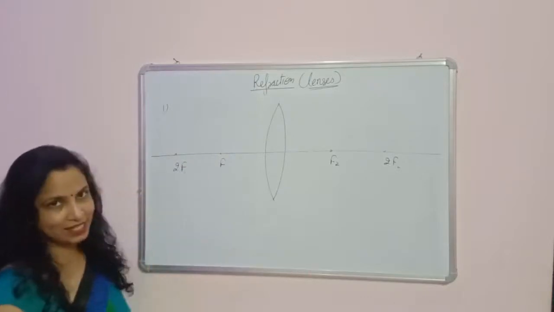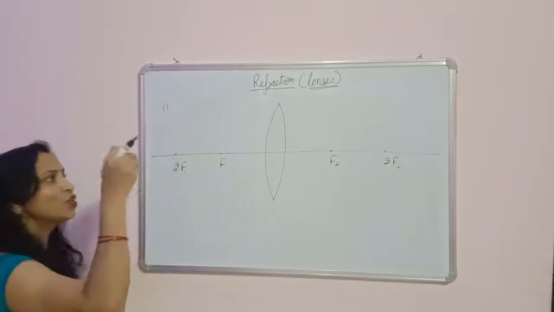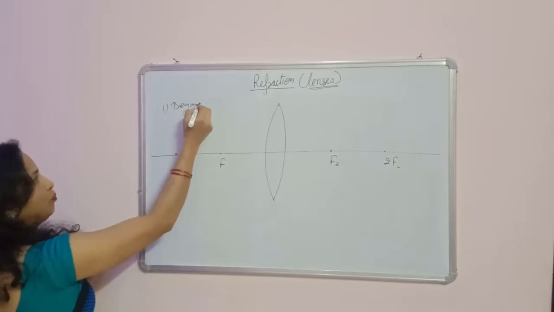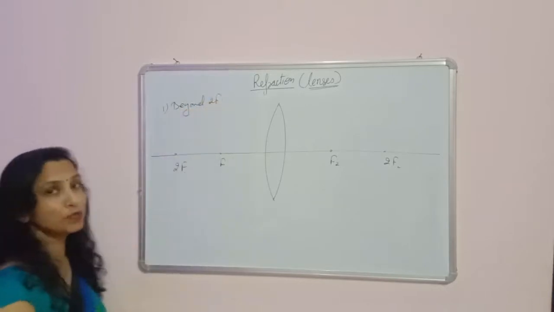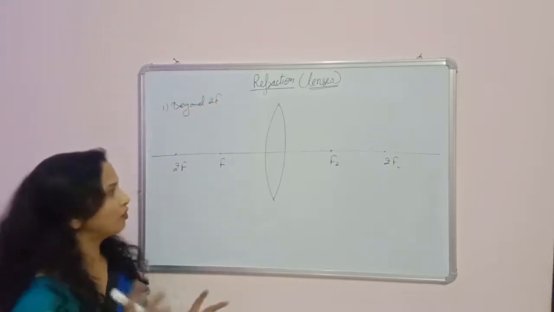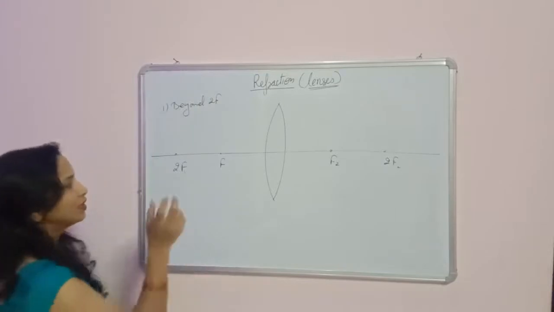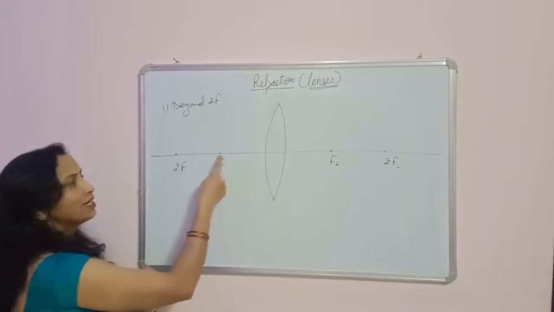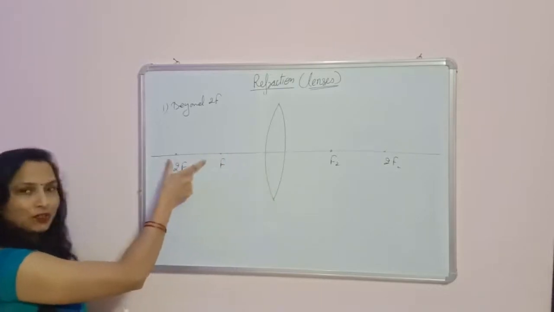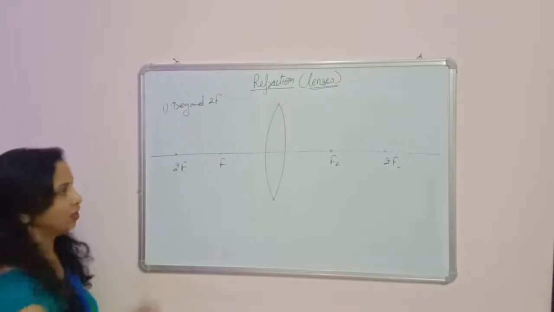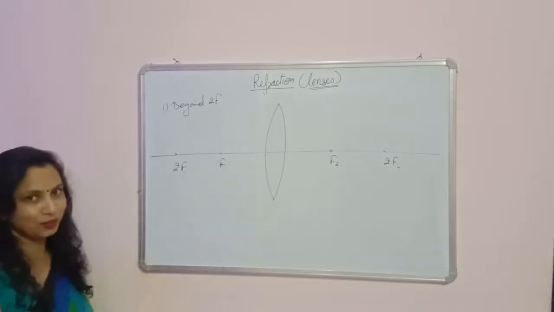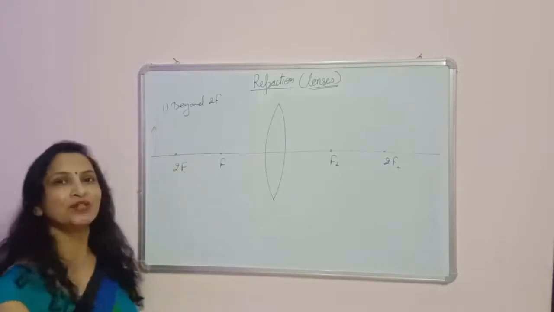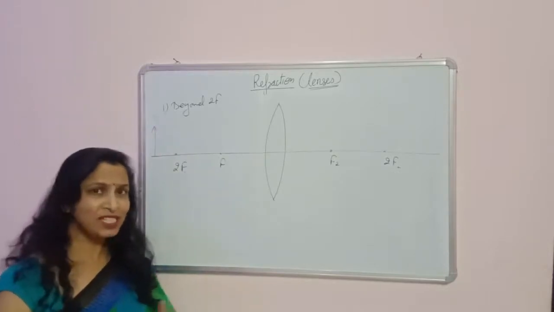So the first case is, we are placing the object beyond 2f. Now what is the position of the object? Beyond 2f. Okay, one more thing I want to tell you, this length should be double of this one. If you are taking this length as 3 cm, this should be again 3 cm. It means the total length will be 6 cm. These lengths should be equal. Okay, so we are placing the object like this. So you can draw the images with me. It will be easy for you.